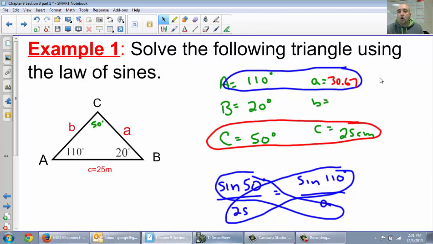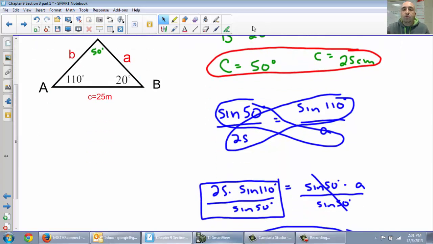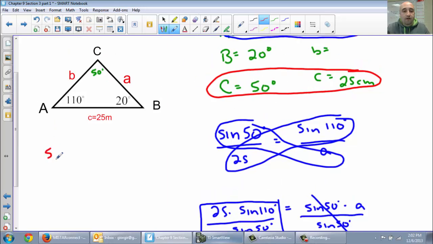So now, the only other side I need is little b. We have little a, we have little c, we need to find little b. So we're going to set up the exact same type of problem that we just did. We're going to use our sine of 50 over 25 that we use with the c's, and then we're going to do our b one, sine of angle b, which is 20 degrees, over little b, which we do not know yet.